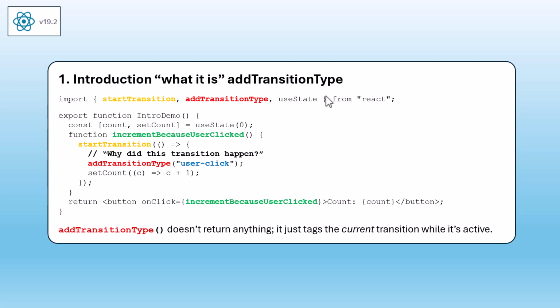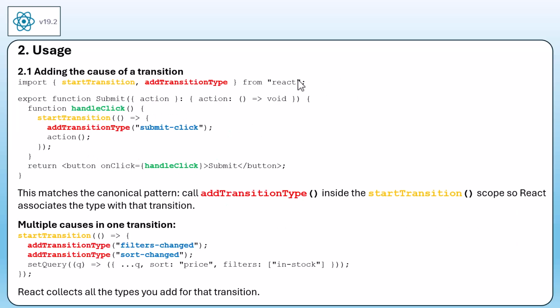This API is used to add a descriptive type to a transition. It does not return anything. It simply records the type so React can use it during the active transition. 2. Usage. Here we explain the main scenarios in which addTransitionType is used.